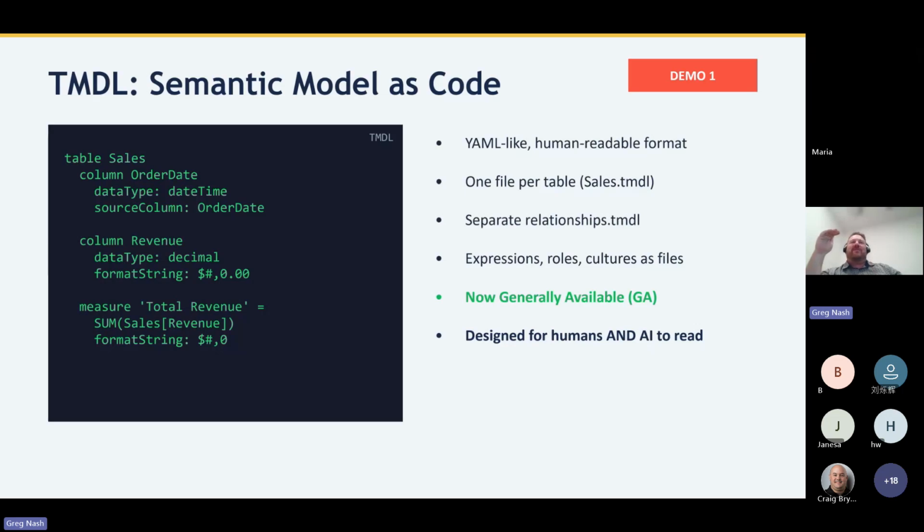So TMDL is designed to be very human readable. In the example of TMDL on the left-hand side here, you can see it just says there's a table called sales, there's a column called order date, there's a column called revenue, there's a measure called total revenue, and it just literally writes it out in plain text. It's designed to be very human readable, similar to another format called YAML. YAML is one that's used a lot in the web dev community. It's also used a lot in the infrastructure as code community.